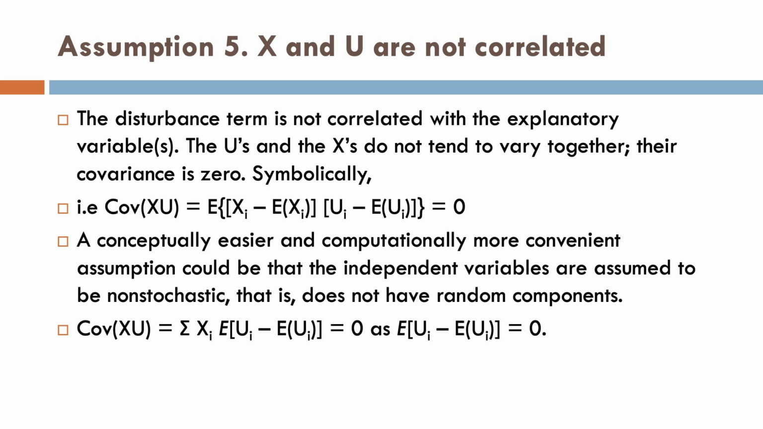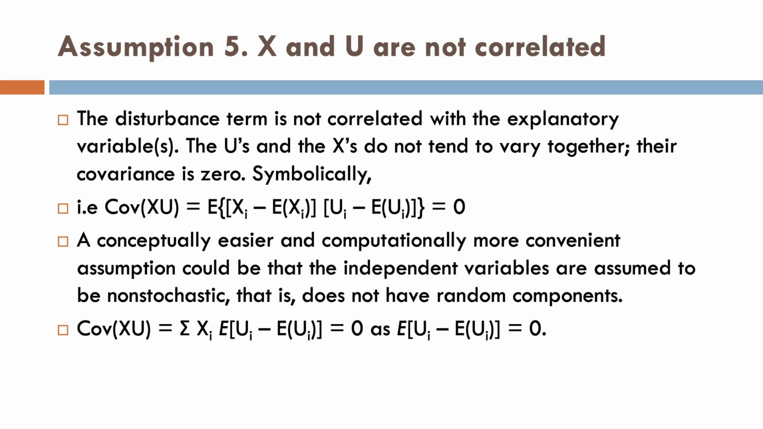Assumption 5, x and u are not correlated. The disturbance term is not correlated with the explanatory variable. The u's and the x's do not tend to vary together, their covariance is 0. Symbolically, covariance of x and u is equal to expectation of (x_i minus expectation of x_i) times (u_i minus expectation of u_i), which is equal to 0.